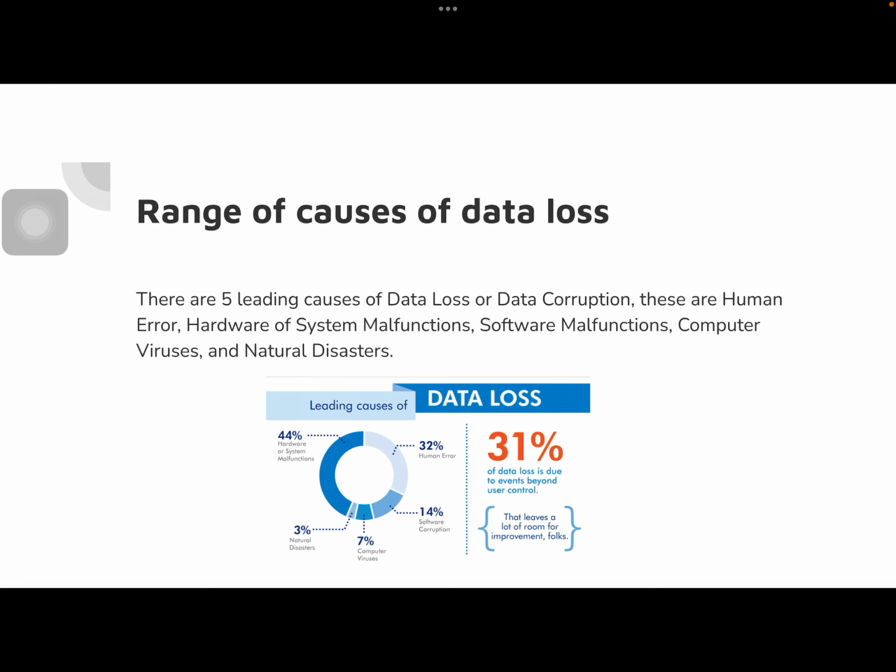Now, system backup. Range of causes of data loss. Actually, now in the world, there are 5 leading causes of data loss or data corruption. These are hardware or system malfunctions with 44%, human error with 32%, software corruption with 14%, and computer viruses and natural disasters with 7% and 3%. And 31% of the data lost is due to events beyond the user's control, which means nothing related to the loss of the data is related to the user.